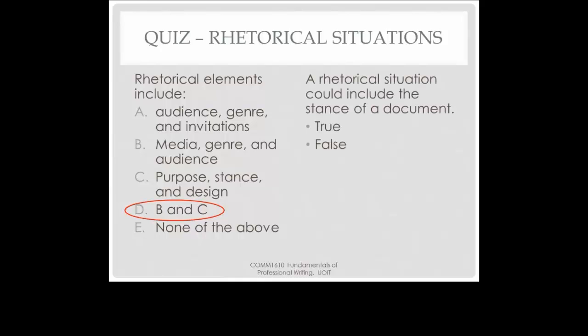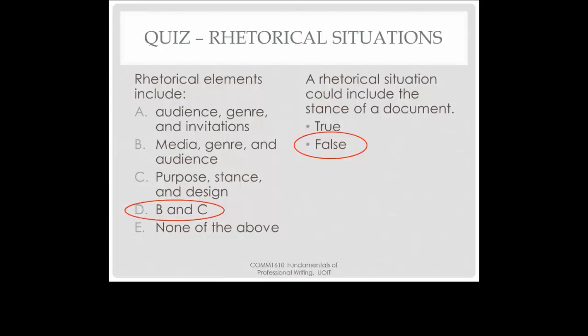A rhetorical situation could include the stance of a document. True or false? A rhetorical situation could include the stance of a document. Here, the correct answer is false. Stance is a rhetorical element, but is not a situation.